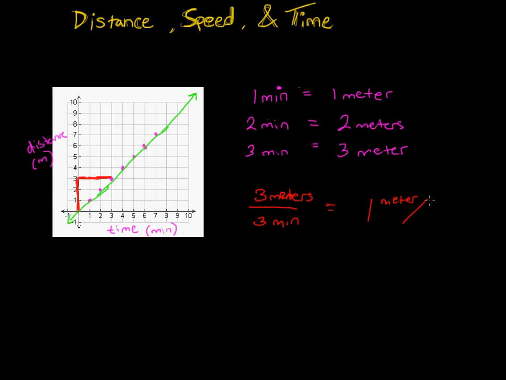Okay, so I have gone 1 meter, and the units don't magically go away. I've gone 1 meter for every 1 minute. And what is that? Well, that's the speed. Okay, that's how fast I'm going. I'm moving at 1 meter per minute. That is my speed. So the slope of this line represents how fast I'm going.